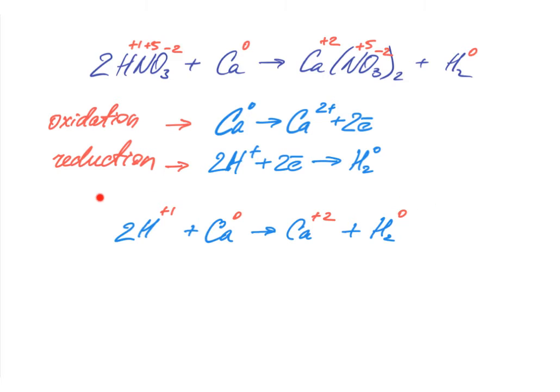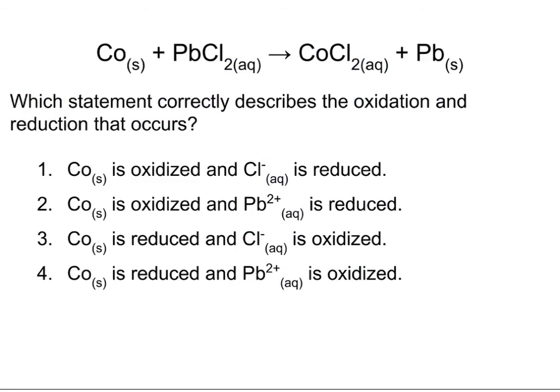Here is my equation written in a simplified form. Technically, I have enough information here to figure out what has been oxidized and what has been reduced. Here is a typical question that asks you to identify what has been oxidized and reduced. To answer it, we need to assign oxidation numbers, oxidation states of these elements.